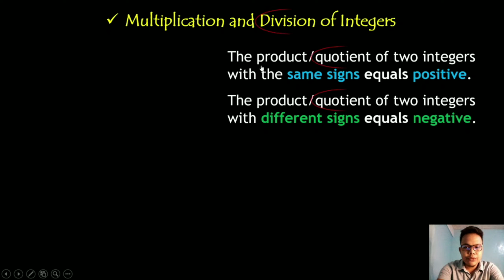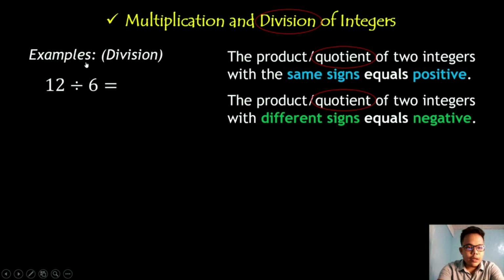Pagdating naman sa division of integers, gaya ng sinabi ko kanina, parehong rules lang ang ia-apply natin, but this time yung operation na gagamitin natin is the division operation. Let's say we want to find the quotient of the integers like 12 and 6. We know that 12 divided by 6 would give us a quotient equal to 2.